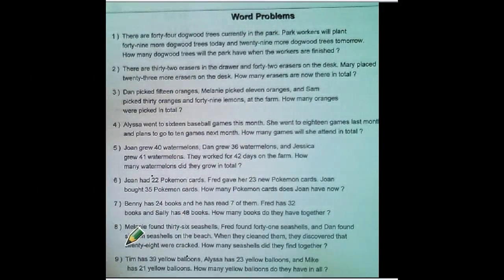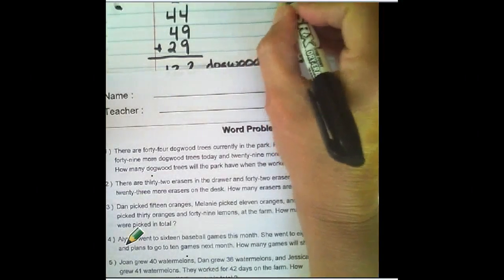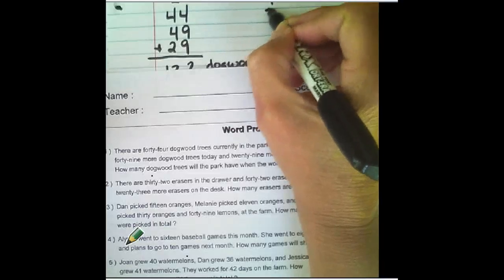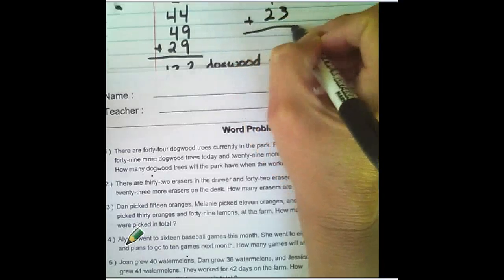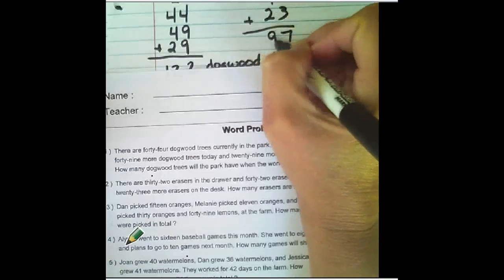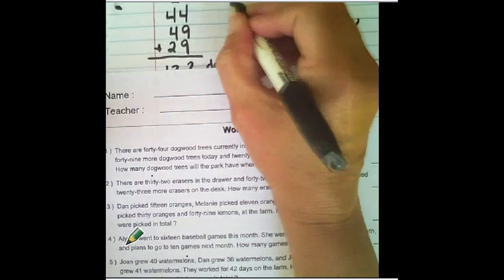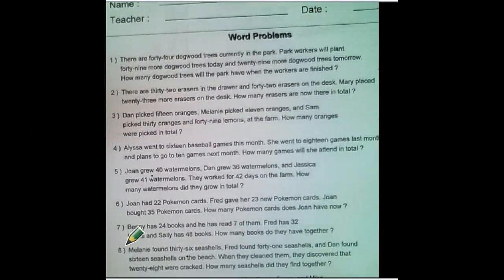So I'm adding 32 plus 42 plus 23. I have 32 and 42 and 23. 2 and 2 is 4 and 3 is 7. 3 and 4 is 7 and 2 is 9. So I would have 97 erasers. This is problem 2. Let's look at problem 3.